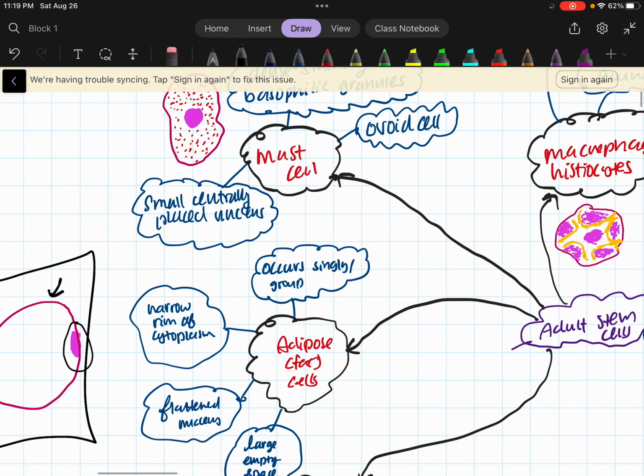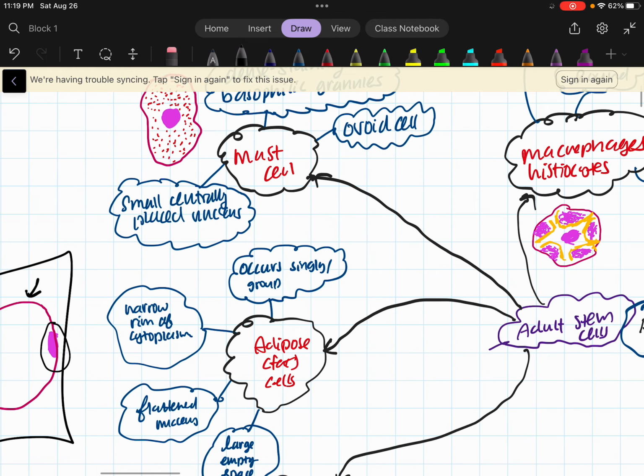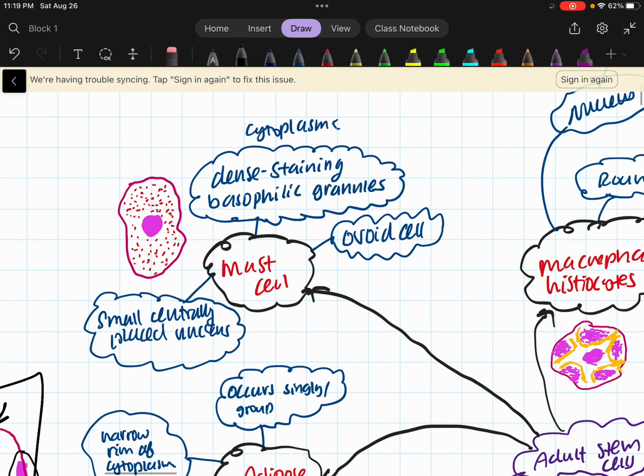Okay, next up we have the mast cell. So this mast cell secretes histamine, and from the characteristics, you can see it has an ovoid nucleus. It's got these dense staining basophilic granules, and it even has a small centrally placed nucleus.